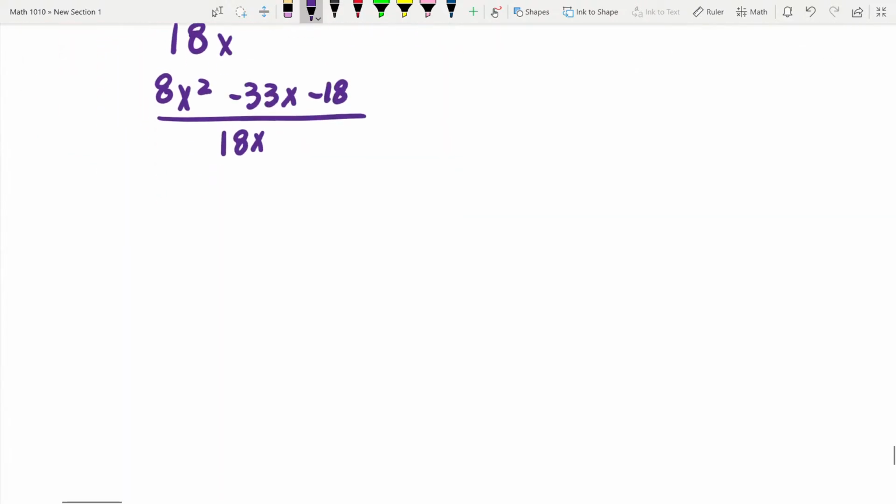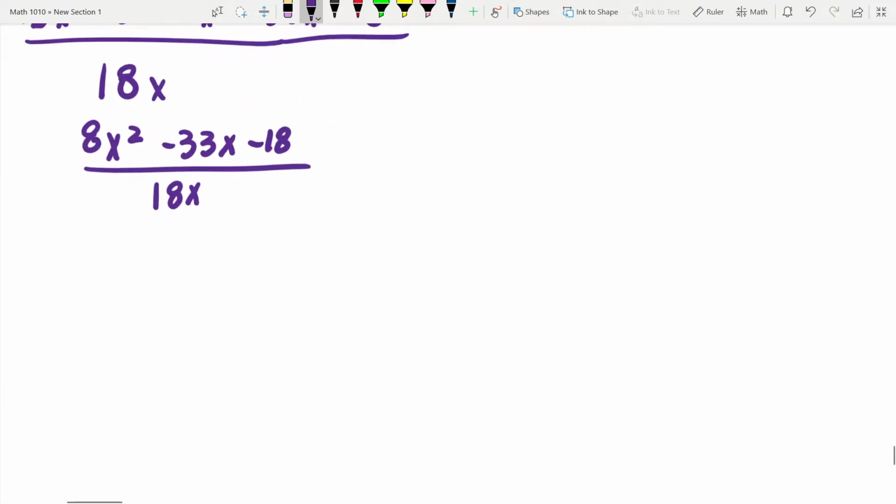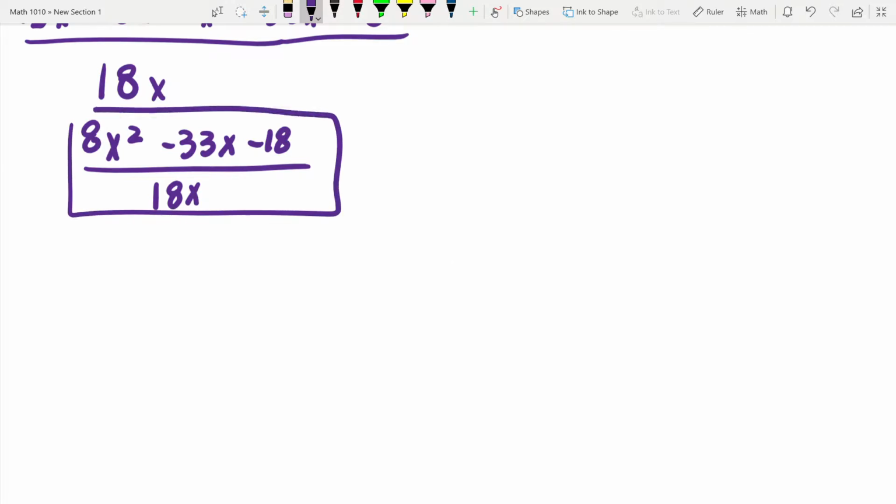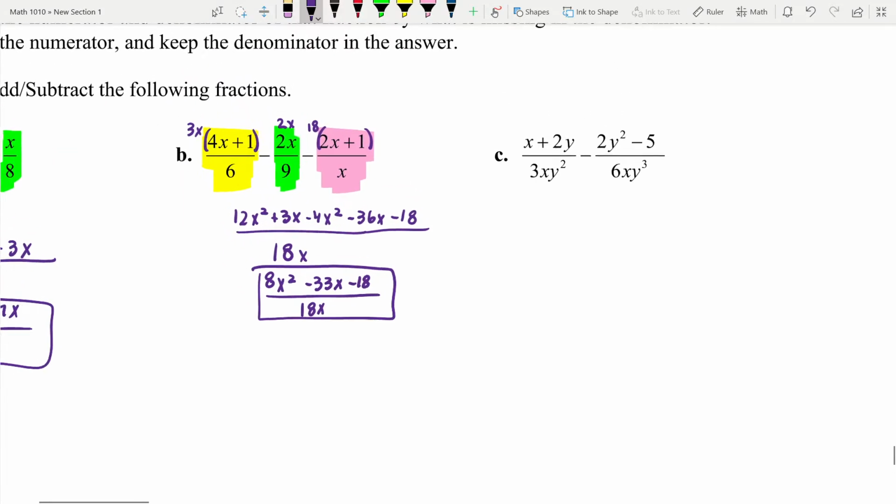Now you should try to see if the top factors, but let's think about it. Can I take a 2 out of the top? Can I take anything even out of the top? No. Does everything on the top have an x? No. So nothing's going to be able to cancel anyway, so it doesn't make sense to try to keep factoring. It's not going to do me any good.